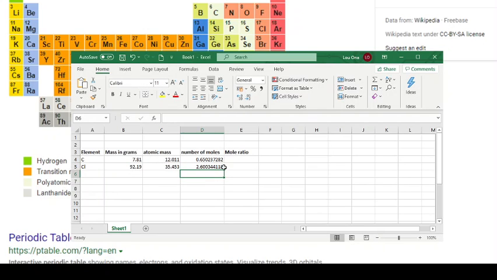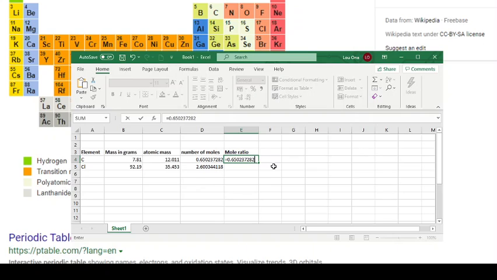Now, having these numbers, you can now get the mole ratio. How do we get the mole ratio? To get the mole ratio, we will divide by the smallest number. So let's try to do that. 0.650237282, we are going to divide that by itself. Okay, so 0.6502 divided by itself is just 1. Okay, the answer is 1.